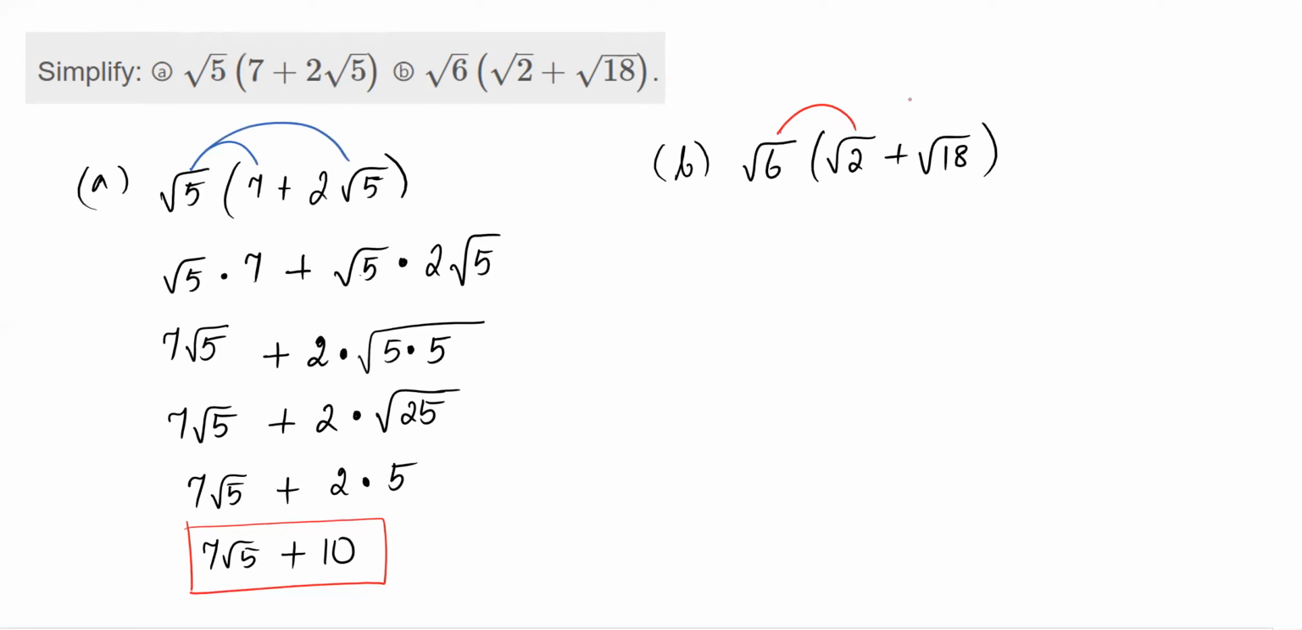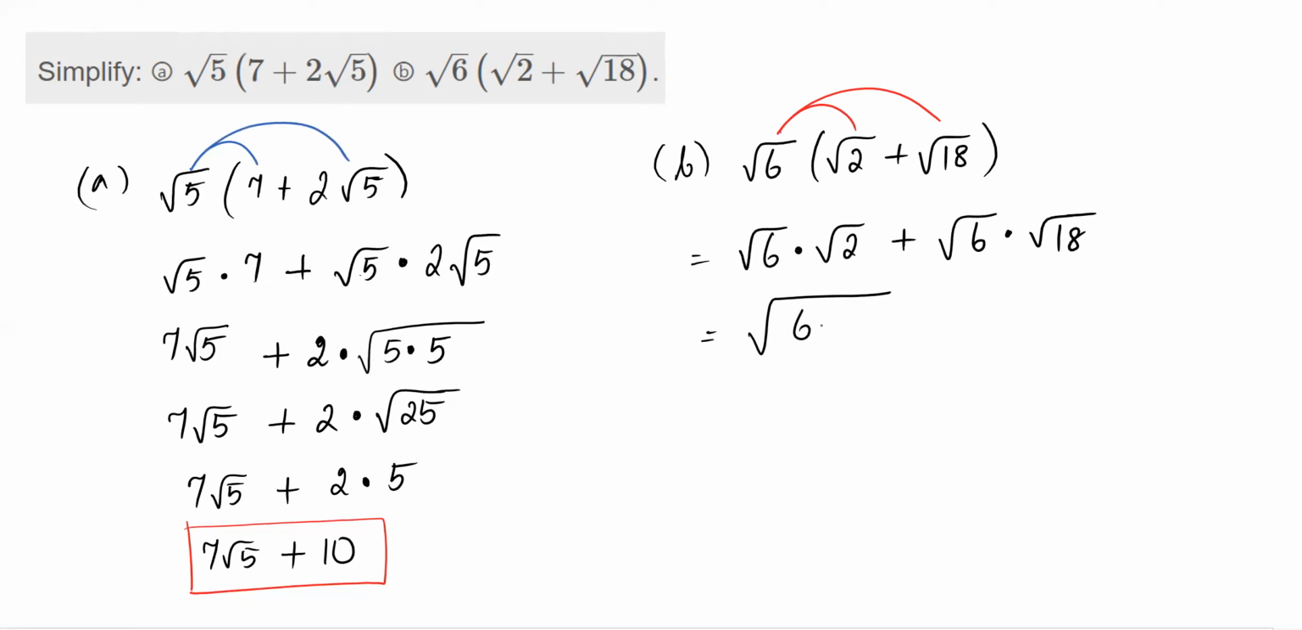Let's distribute. Square root of 6 times square root of 2 plus square root of 6 times square root of 18. In this problem, all of them are radicands, right? You don't have any numbers in front of the radical sign. So it's kind of, in a way, easier because you're just focusing on the radicals. Again, two separate radicals being multiplied, bring them all together.